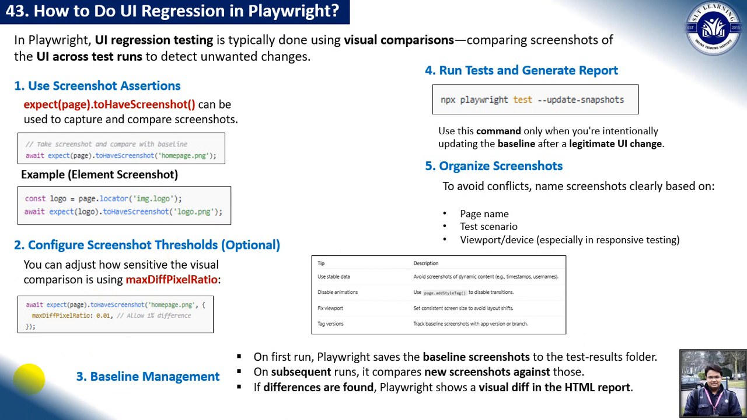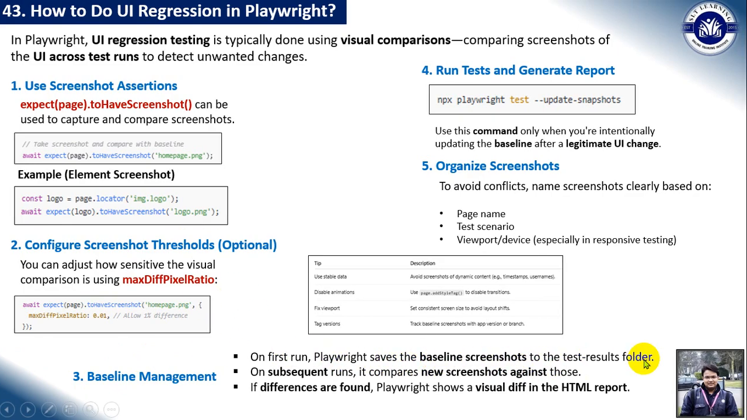Then baseline management. What is baseline management? On the first run, Playwright saves all the baseline screenshots in a test folder. That is considered the benchmark, the mark to compare with the next run. On subsequent runs, it will compare the new screenshot against those, and if it finds a difference, it will show the visual difference in the HTML report. So it sets up the baseline on the first run, and after that, whatever execution you do, the screenshots will be compared with that baseline.